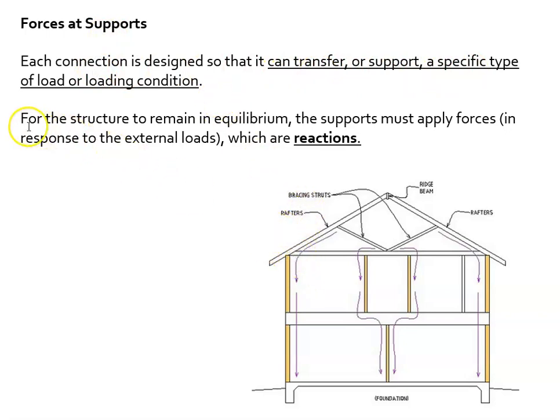All right, so then, for the structure to remain in equilibrium, going back to our very first slide, the supports must apply forces in response to those, which are called reactions. So we have the outside action, which is the snow occurring and pushing, and then if we go down to the footing, the reaction is it pushing back. So everything pushes back along the way. The rafter pushes down, that's the action. This wall pushes back, that's the reaction. Then the wall pushes down, that's the action, and this floor pushes back, that's the reaction. Okay?